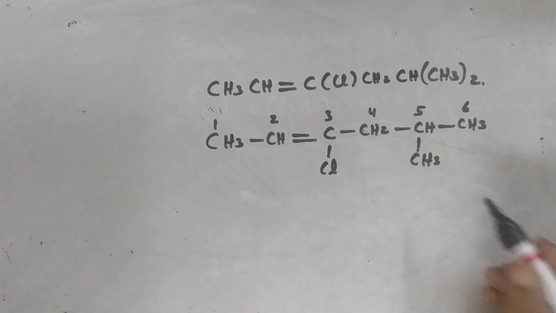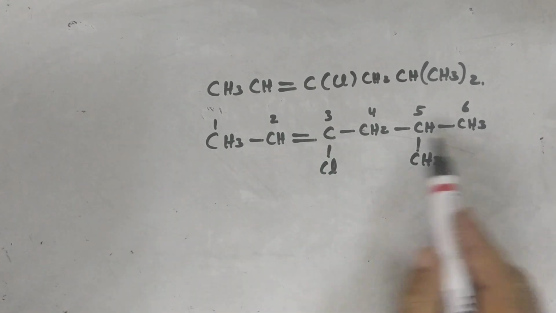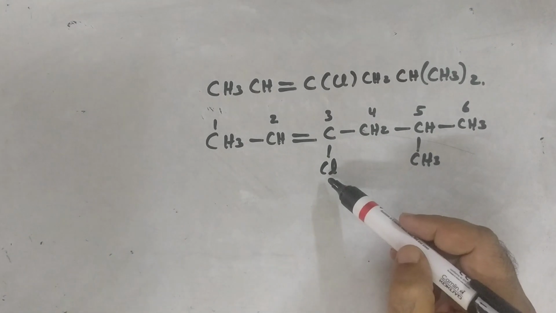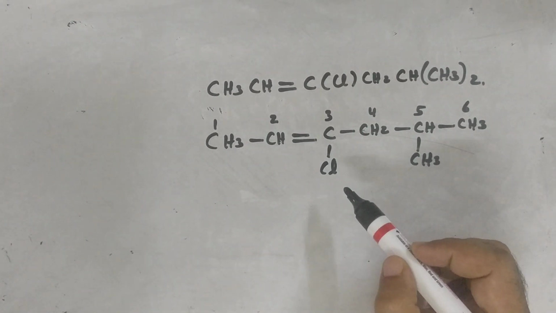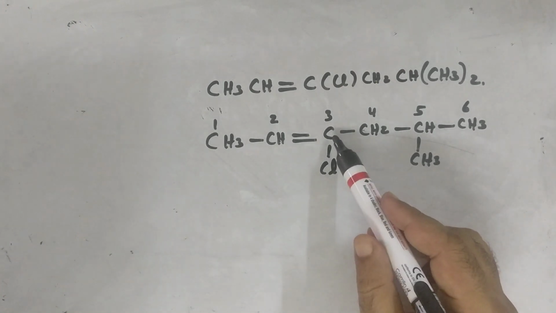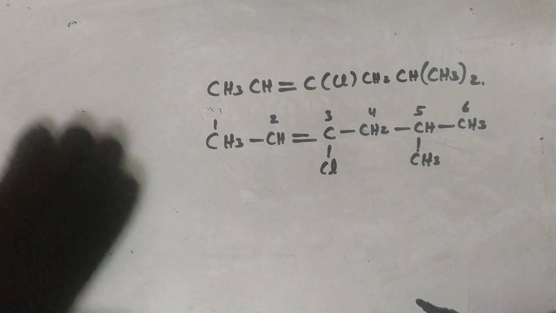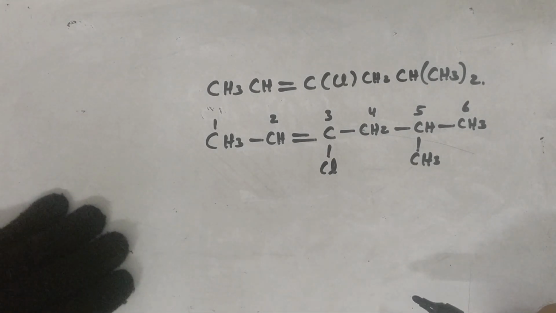So what will be the name? You would have guessed it right. It's 3-chloro-hex-2-ene. I repeat the name. It is 3-chloro-hex-2-ene. It's an example of a vinyl halide. Halogen is on the sp2 hybridized carbon. Now let us see the next example. I think it's clear. It's 3-chloro-5-methyl-hex-2-ene.